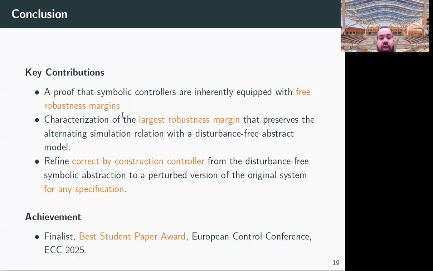The second thing is that we have characterized the largest robustness margin that preserves the alternating simulation relation between the abstract and the continuous perturbed model. And the third thing is that we can refine correct-by-construction controllers from the disturbance-free symbolic abstraction to a perturbed version of the original system. And this is for any specification, because the alternating simulation relation ensures that any specification that is synthesized for the abstraction can be refined back to the continuous system.